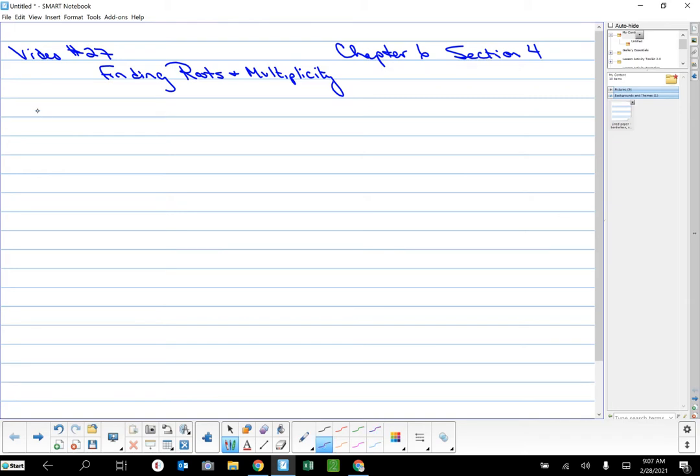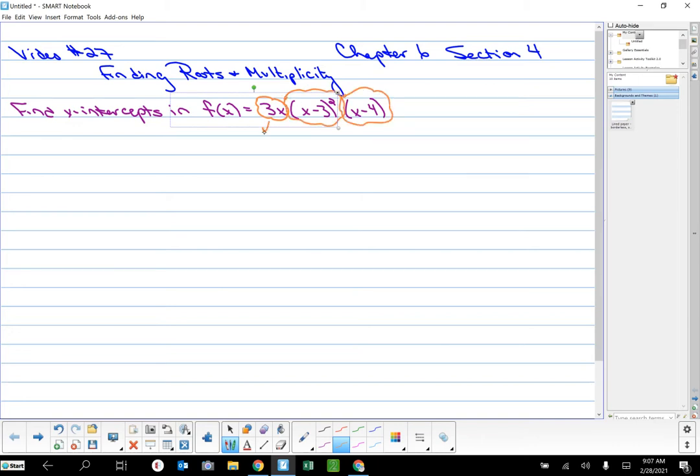But here's a basic one. It says find x-intercepts in f of x equals 3x times (x minus 3) quantity squared times (x minus 4). And some of you might be inclined to actually multiply this whole thing out and get a big old binomial. You don't need to do that. This is already in factored form. So you can take this, here's a factor, and here's a factor. So you can set each factor equal to 0.